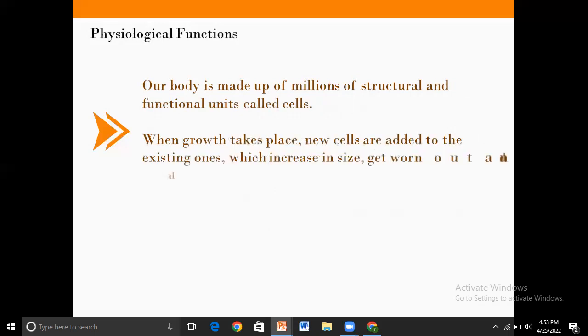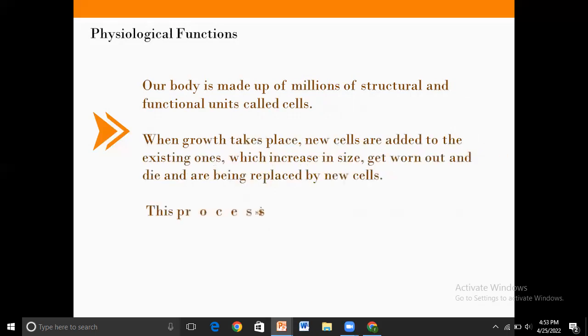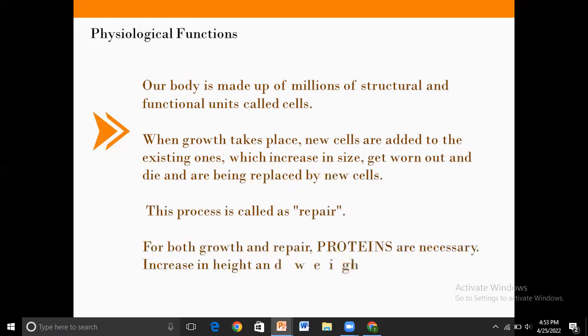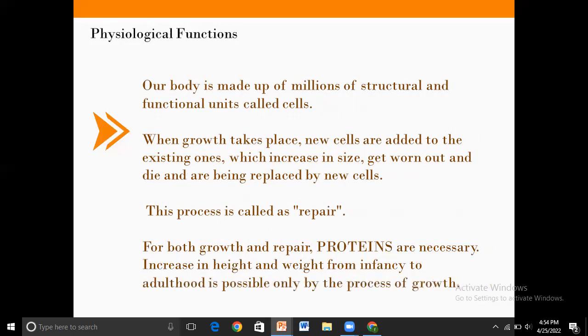Now we know about growth. When growth takes place, new cells are added, and we get an increase in size. We are growing, and there is also repair of cells. For all these things, proteins are necessary. Increase in height and weight. We know that we are growing from the time a baby is conceived till the person dies. There is some amount of growth and repair that takes place in the body. So for all these activities that take place in the body, of course proteins are necessary.